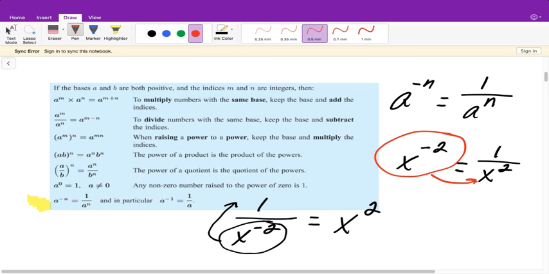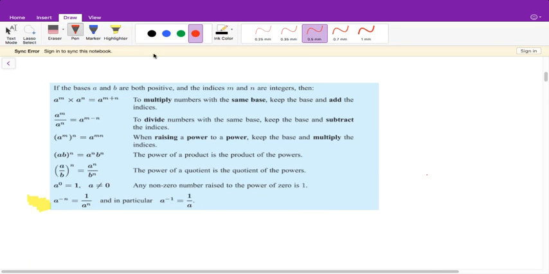So the power does not get distributed, like I wrote here. 2 to the negative second power does not equal negative 4. This would need to be moved to our denominator in order for us to have a positive power. Let me just erase this and go through it one more time, and I'm going to go through it with a few examples in one.